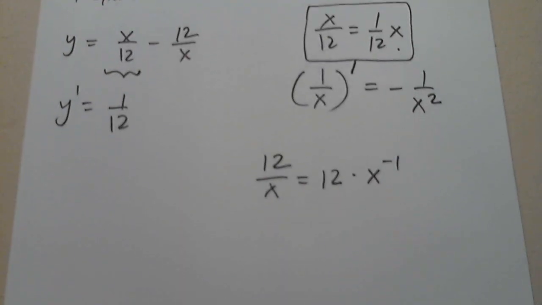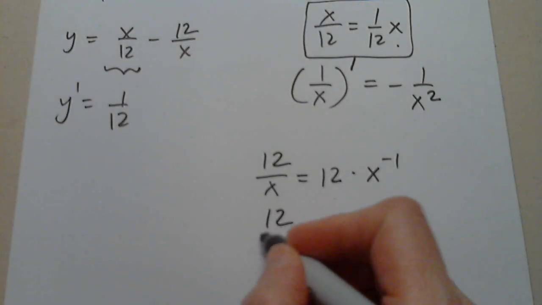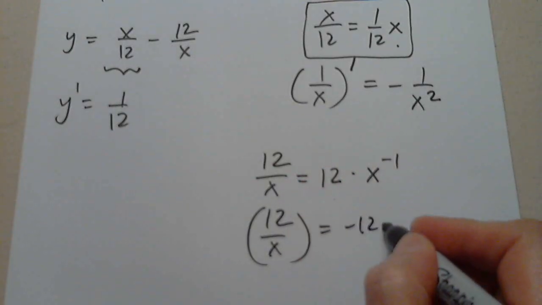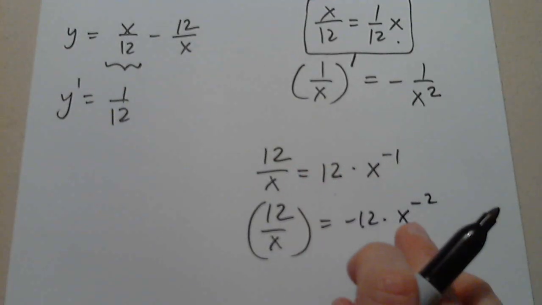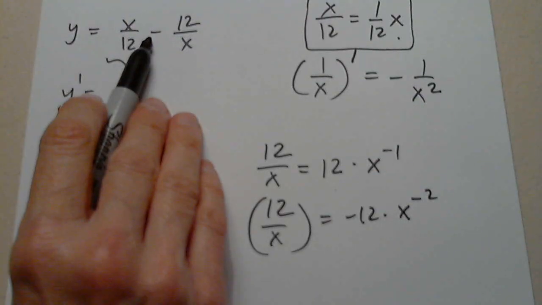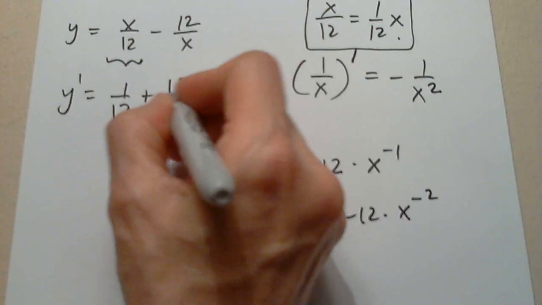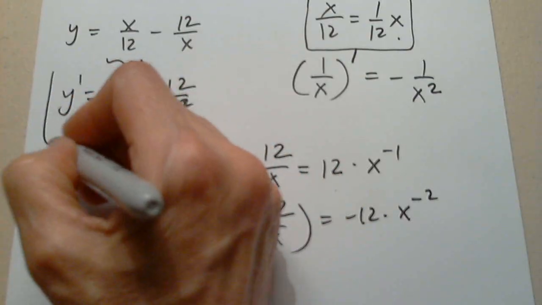So then, when I differentiate this, 12 over x, I bring down negative 1 multiplied by 12 and subtract 1 from the power. Because there is a minus in front, I have to change this into plus. And it's done. This is it.